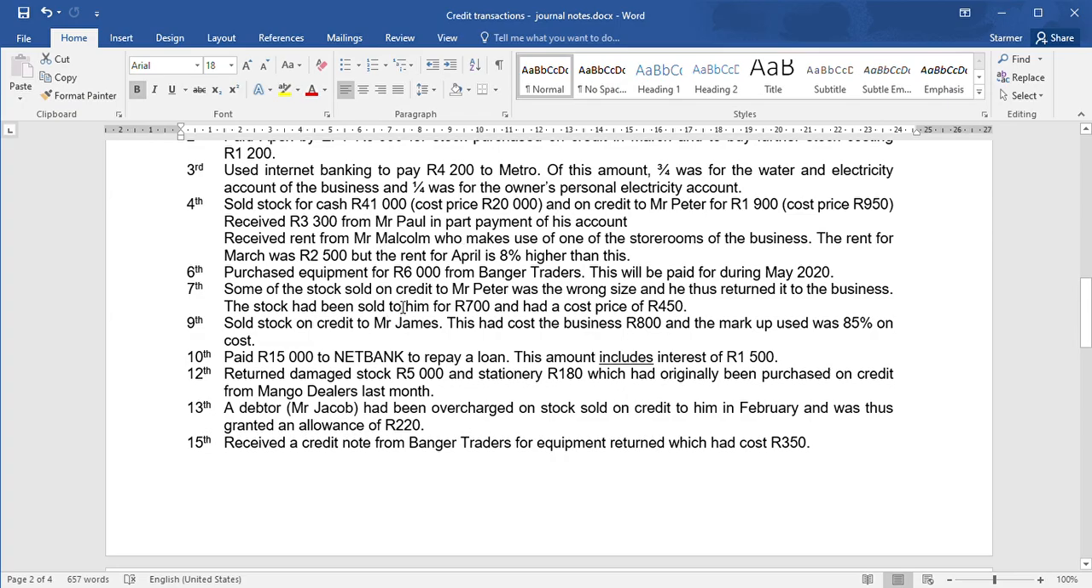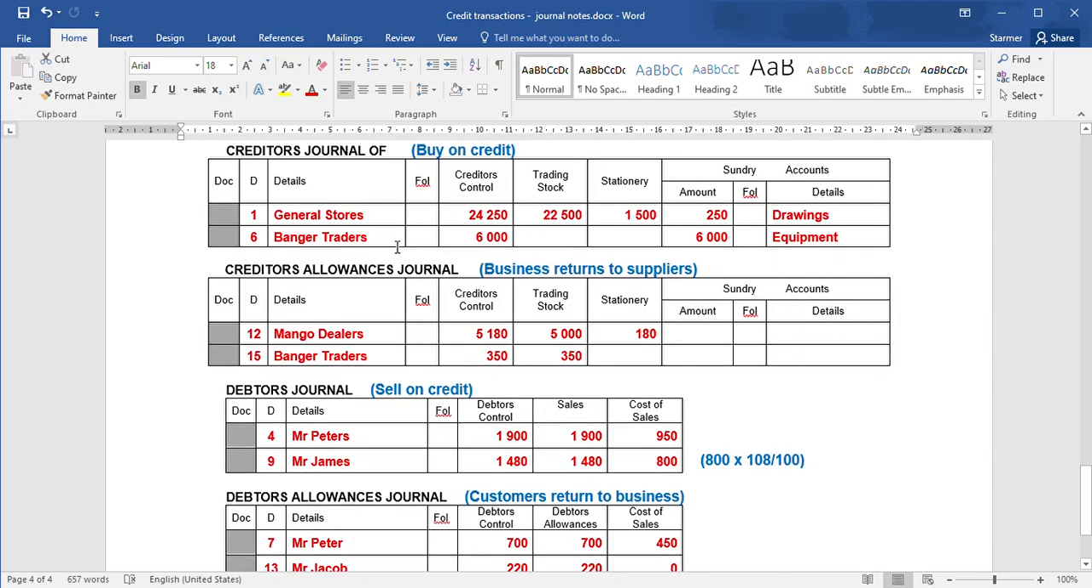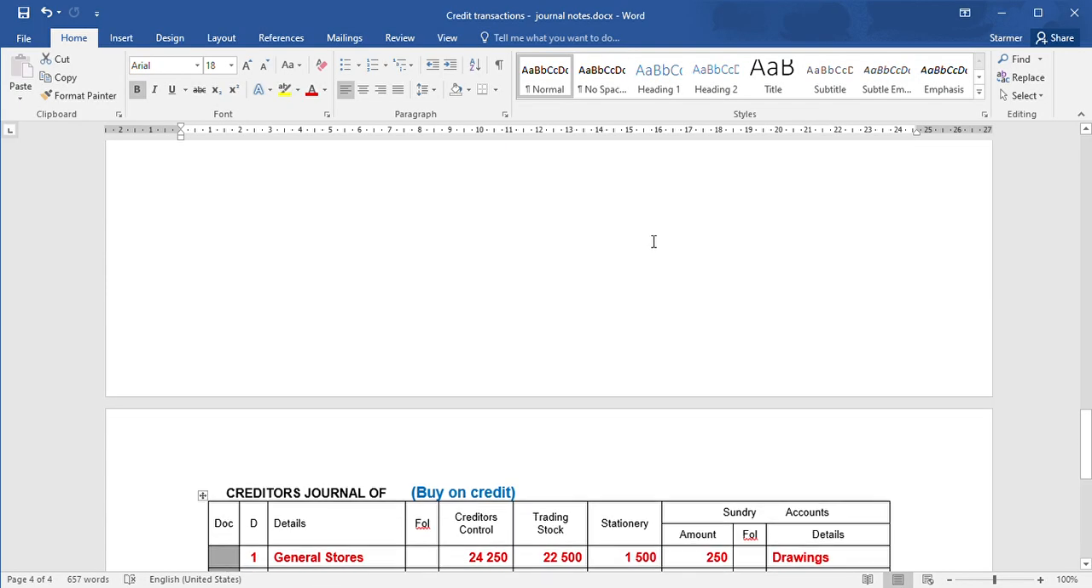Okay, the next one, purchase equipment for 6,000 Rand. This will be paid for during May. That means we have bought on credit, which means we haven't paid yet. So in your creditors journal, we're buying from Banger Traders for 6,000. There's no equipment column here. That's when you use sundry accounts and you write the word equipment. Don't forget that whenever you don't have a special column for something, you have to use sundry accounts and write the name of the actual ledger account that's affected, in this case equipment.